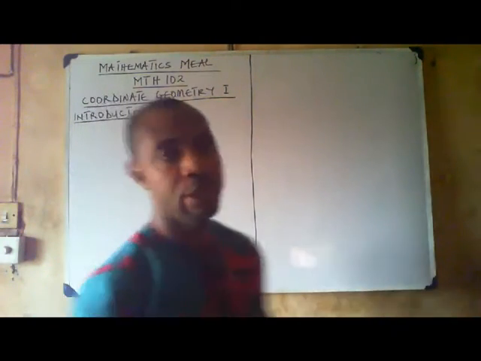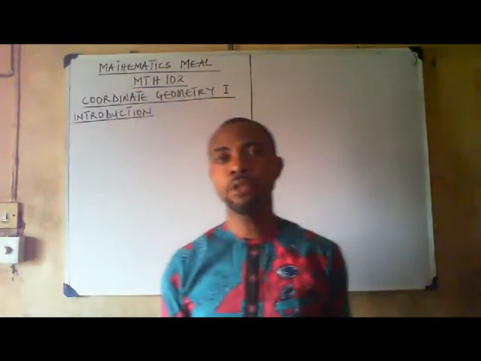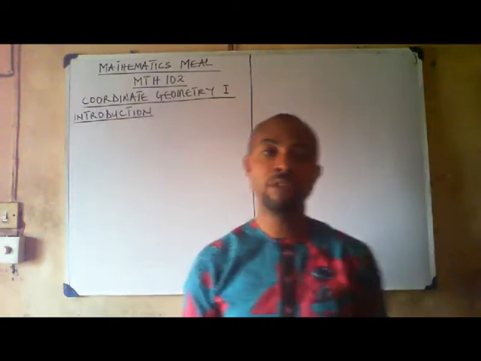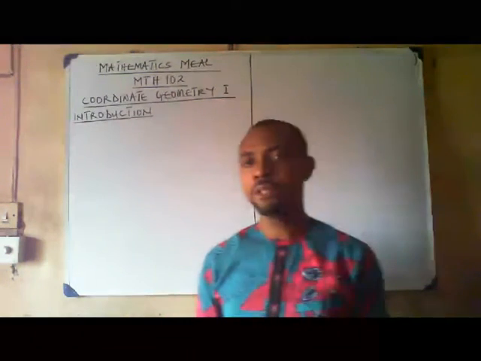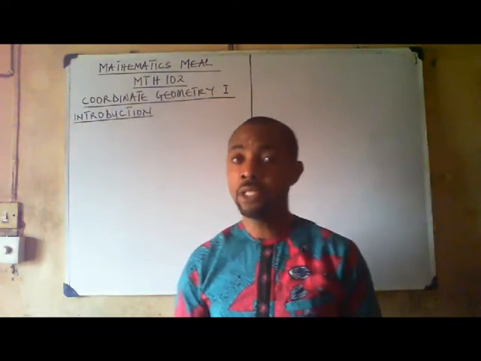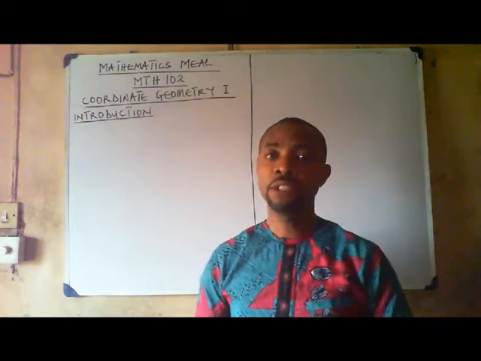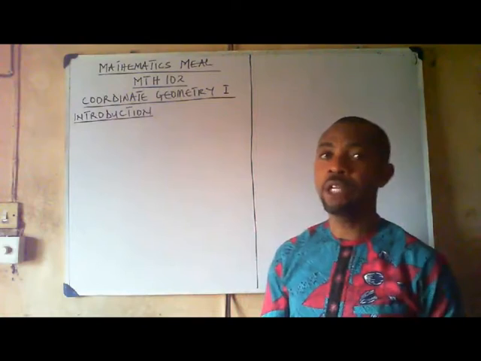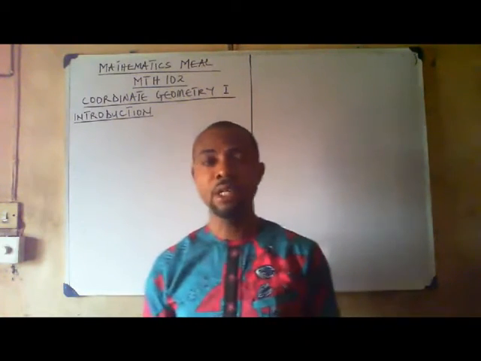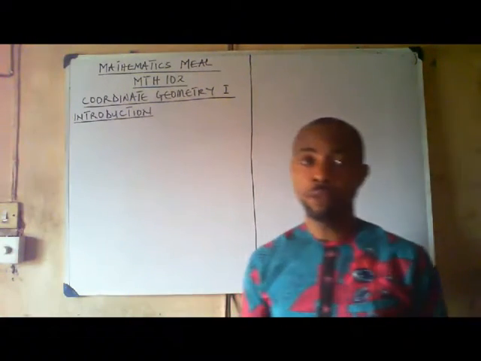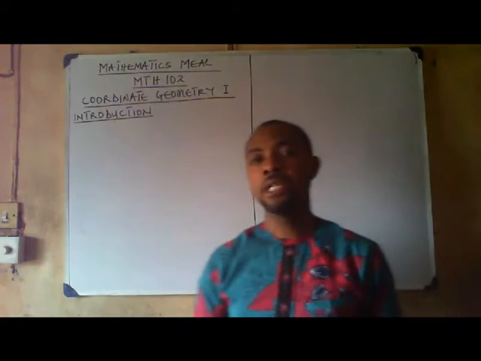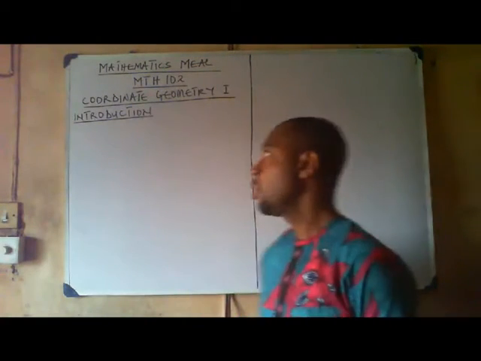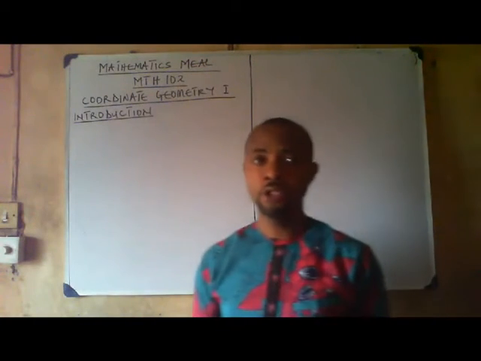Now, coordinate geometry is very broad, so we are going to break it into different parts because in coordinate geometry there are so many things that we need to study, ranging from straight lines to conic sections, where we look at circles, hyperbolas, parabolas, ellipses, and so on and so forth. So we have to start from scratch. That's from the introduction of coordinate geometry.